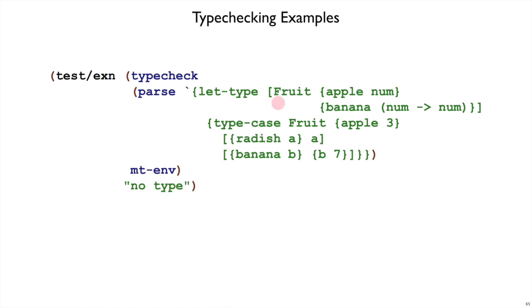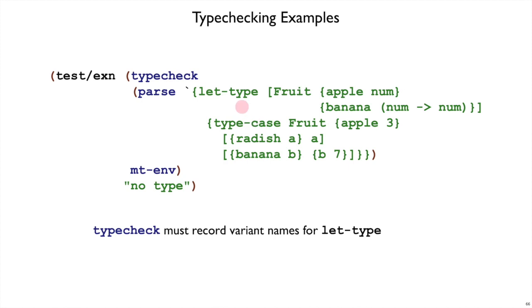So the let type form is going to need to put into the environment information about the fruit type. For example, if we had this other case where we have type case fruit radish, then type case will need to look up the information about fruit and check whether radish is one of the allowed variants. And since it is not, then that's why we get a no type here.